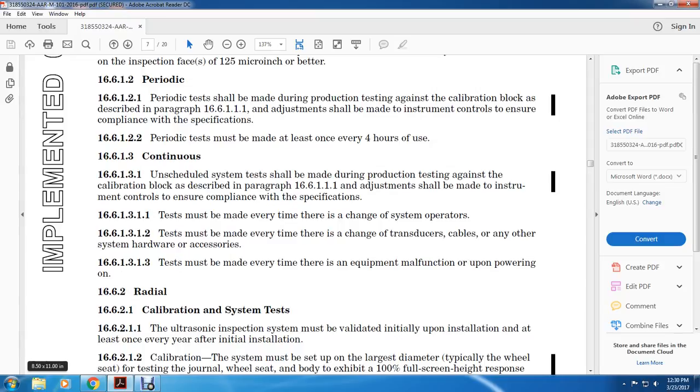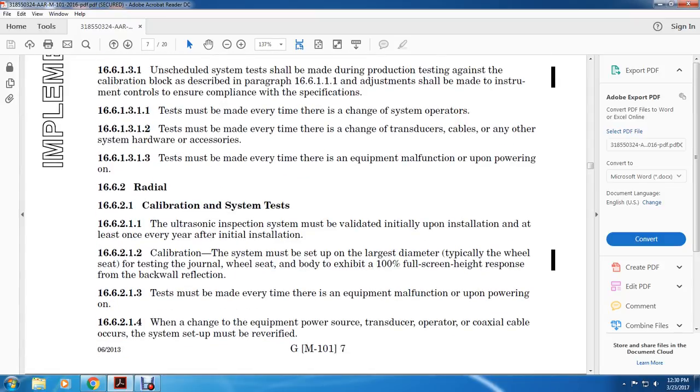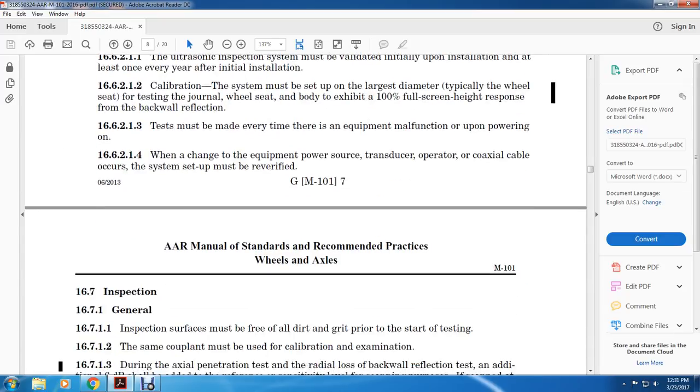16.6.2 Radial calibration system. The ultrasonic inspection system must be validated at initial installation and at least once every year for the initial installation. The calibration system must be set up with a large diameter typical of the wheel seat, with the testing journal, wheel seat, and body to exhibit 100% of the full screen height response for the back wall reflection. Tests must be made every time there is equipment malfunction upon powering on. When changing the equipment power source, transducer, operator, or coaxial cable occurs, the system setup must be re-verified.